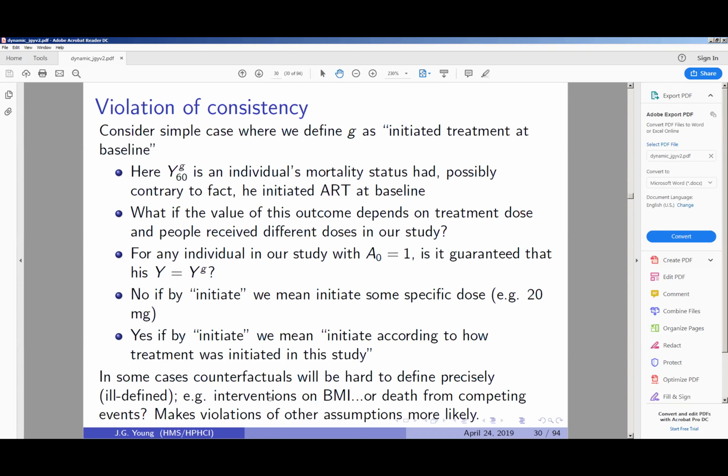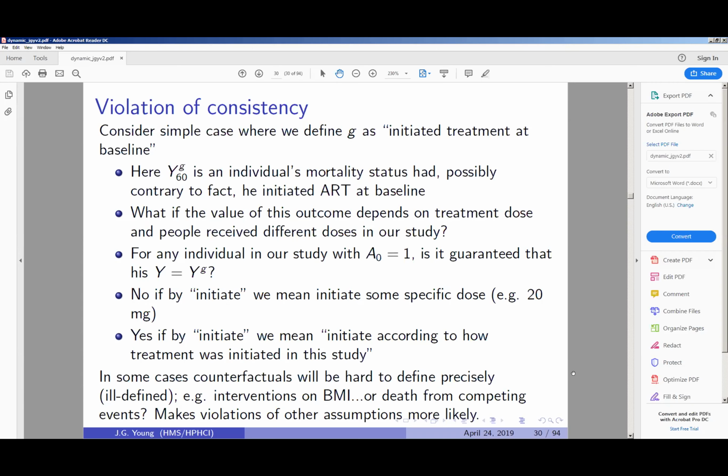Another common example is when you have outcomes, unlike our all-cause mortality outcome, that are subject to competing events. So for example, in the HIV world, death by, say, tuberculosis might be of interest, but some individuals are going to die of cancer during the follow-up. So one approach that people have taken is to consider death from competing events a censoring event, which, as we talked about before, all of our interventions incorporate the interpretation, eliminate censoring. So those interventions are very ill-defined.